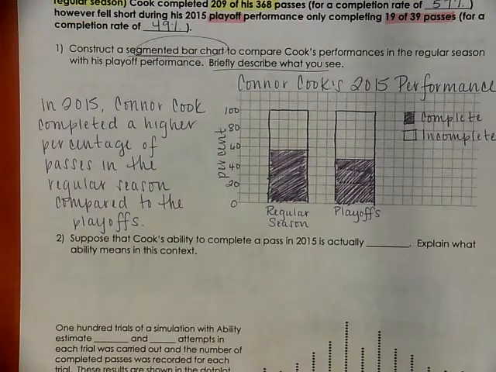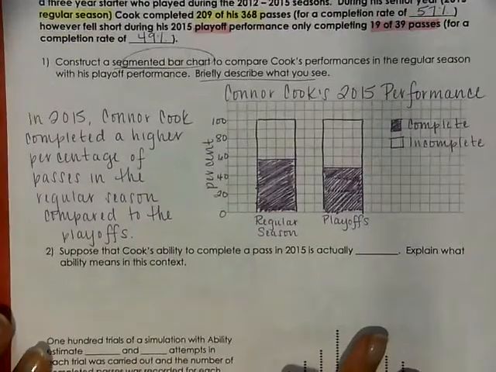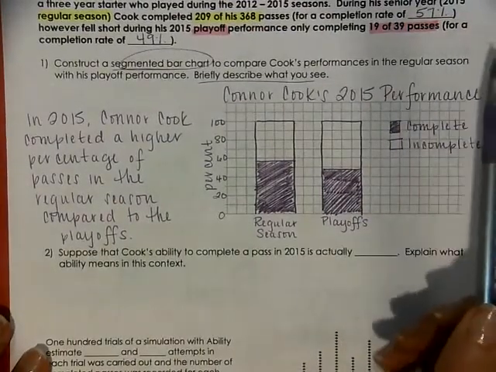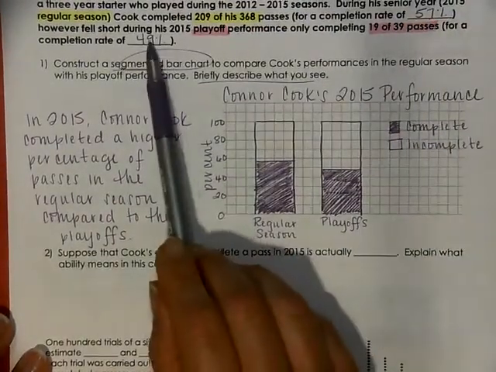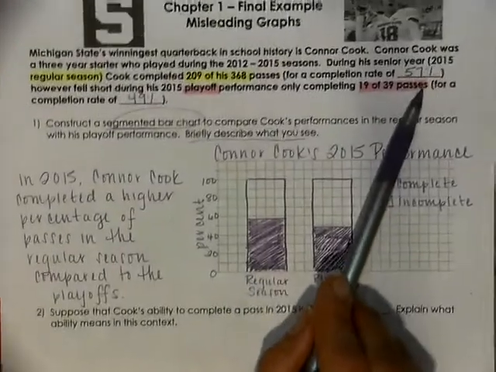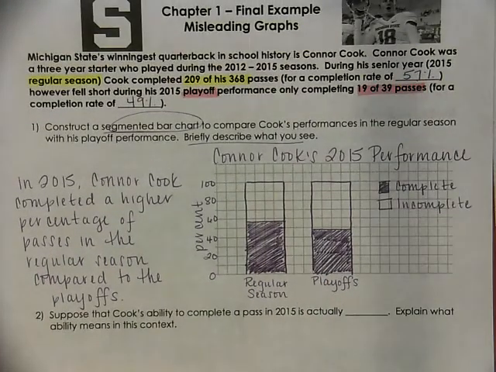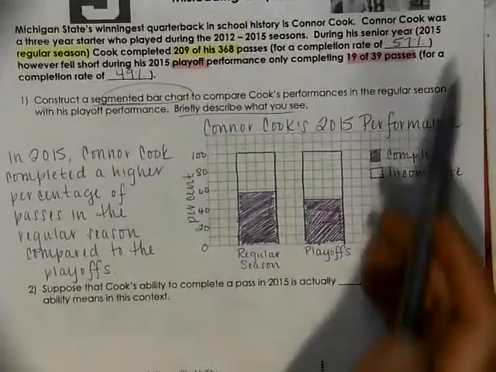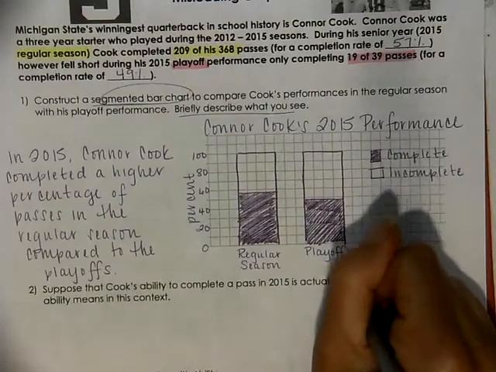Okay, you could also make reference that his performance was better in the regular season than the playoffs. Both of those would work. So suppose that Cook's ability to complete a pass in 2015 is actually, so look back, which one of these numbers should we use to represent his ability? Okay, remember, the number that would be a better representation is the number that would be out of a more number of attempts. So it would be his regular season, which was 57%.